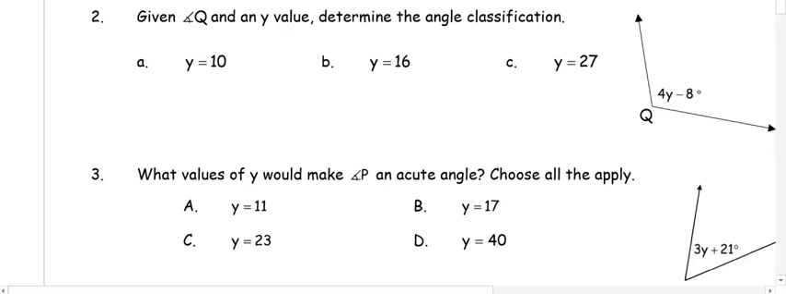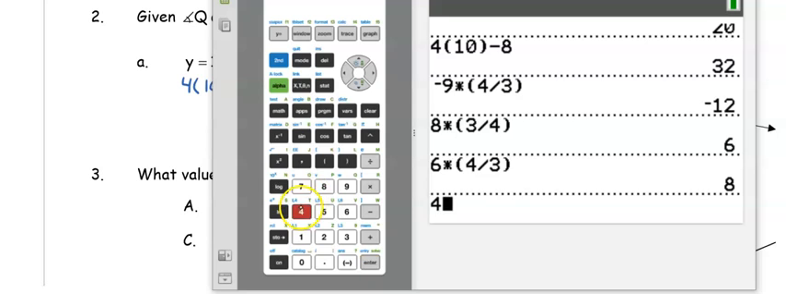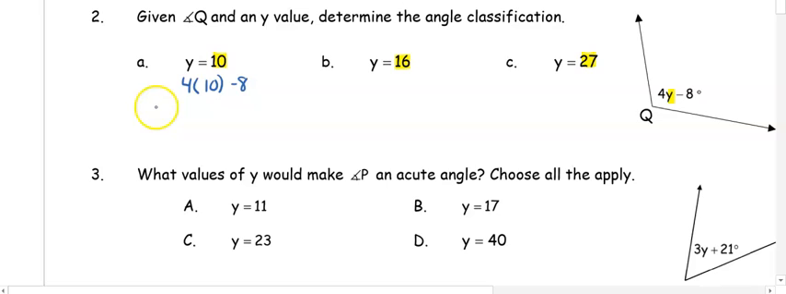So in number 2, given angle Q and a Y value, we want to determine the angle classification. So we are going to take these Y values and substitute in for X to see what angle measures we get. When I rewrite this, I have 4 times (10 minus 8). We can put that all in the calculator at once: 4 parenthesis 10 minus 8. That gets us 32 degrees. So an angle that is 32 degrees is an acute angle.